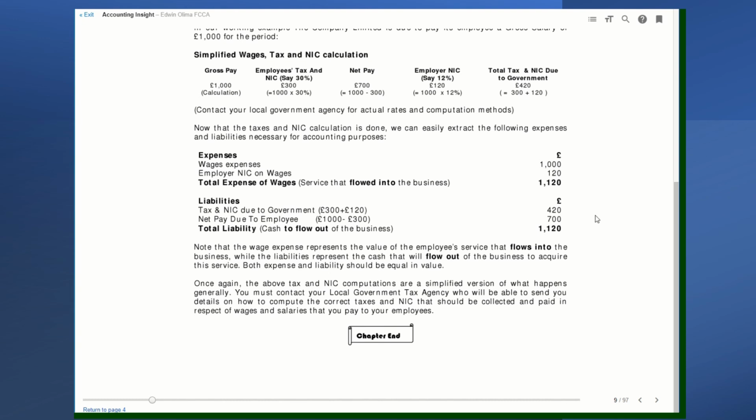We'll do the journal for this in chapter 11. And that is a simplified introduction to wages, tax, and national insurance calculation.